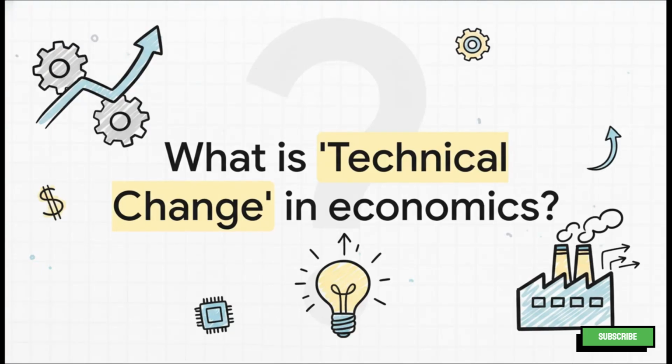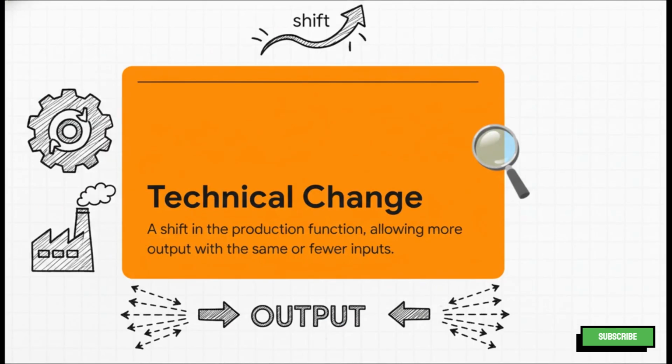First things first, you hear economists throw around this term technical change all the time. But what does it actually mean? Well, simply put, it's a shift in the production function. You can think of that as the economy's recipe for turning ingredients like capital and labor into finished goods. So technical change just means finding a better recipe. You can get more output from the same amount of inputs, or the same output with fewer inputs. The key takeaway here: it's all about a massive boost in efficiency.